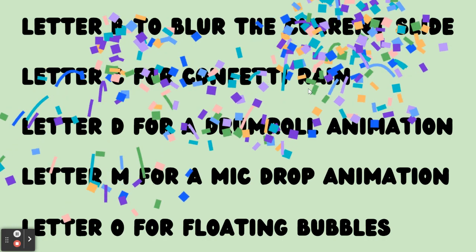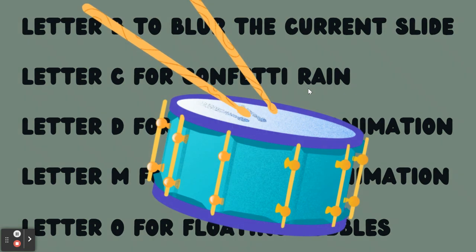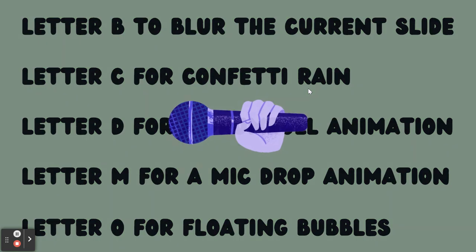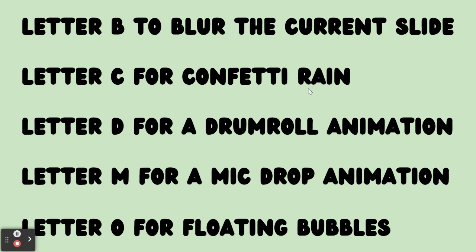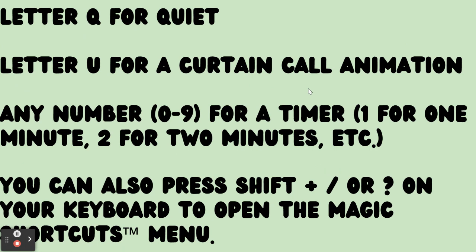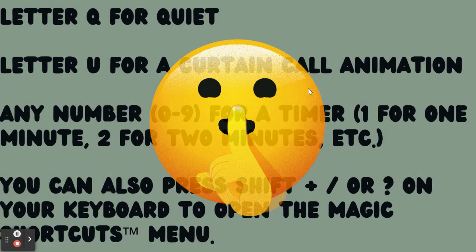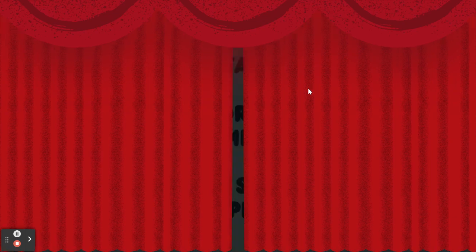C will add a confetti rain. D will add a drum roll animation. Hitting the letter M will add a mic drop. And O will add some floating bubbles. Q will have our little quiet emoji. U will be a curtain call. Hit U again to open the curtains.